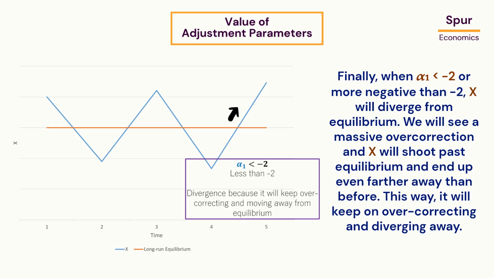Finally, when alpha-1 is less than -2, or more negative than -2, x will diverge from equilibrium. We will see a massive overcorrection and x will shoot past equilibrium and end up even farther away than before. This way, it will keep on overcorrecting and diverging away.